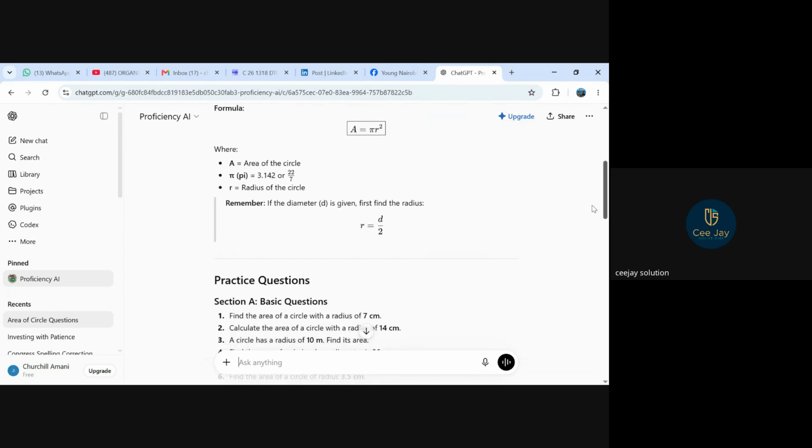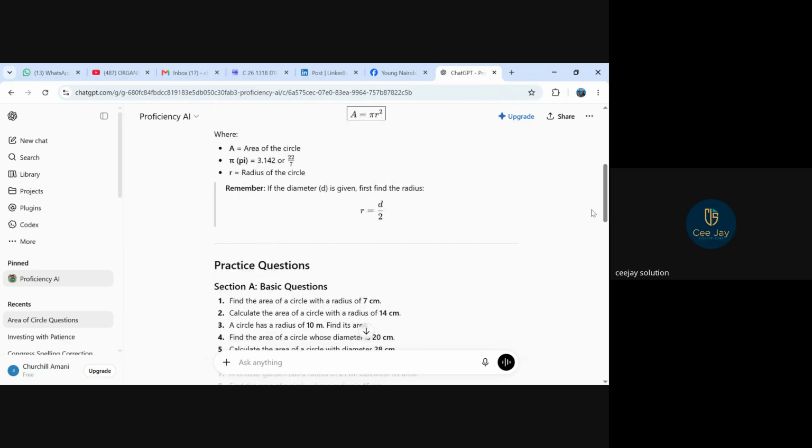So we go now to question 1. Find the area of a circle with radius of 7 centimeter. They have not given us pi, so we will just use any pi. But to me, I choose to use pi to be 22/7.